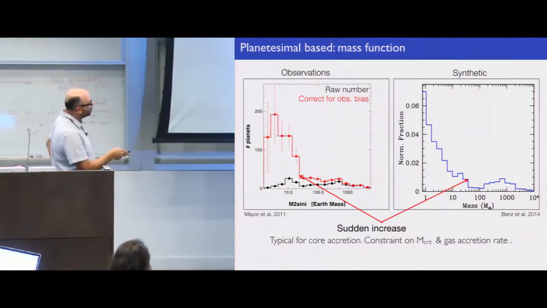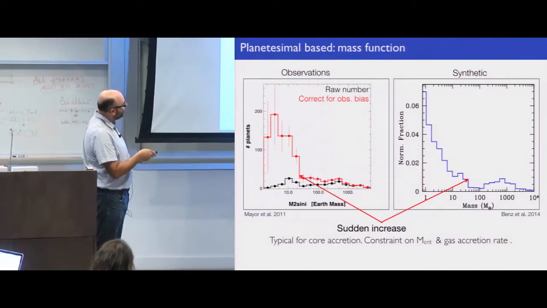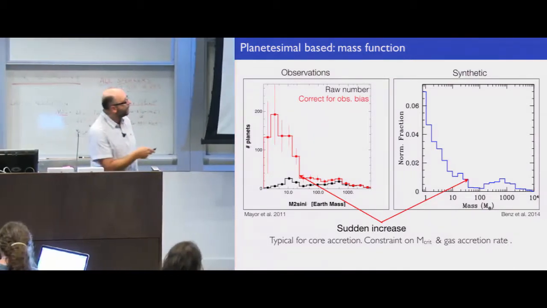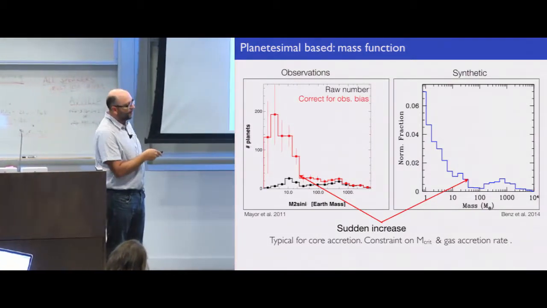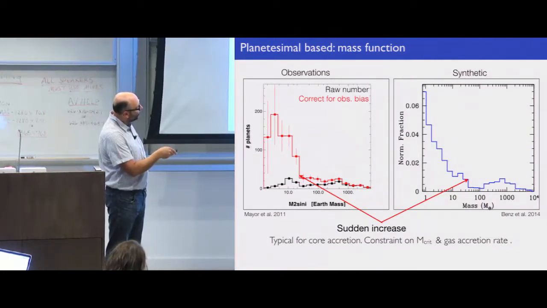This change here in the slope, the fact that we have many planets below 10 to 20 Earth masses, is really the signature of core accretion. It's the fact that when you reach 10 to 20 Earth masses, the planet starts to accrete gas, and so it jumps from this region to very massive planets.